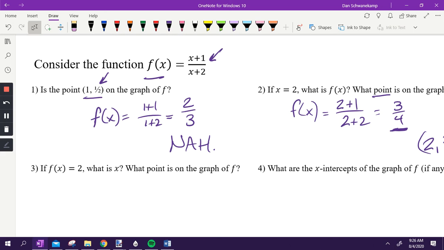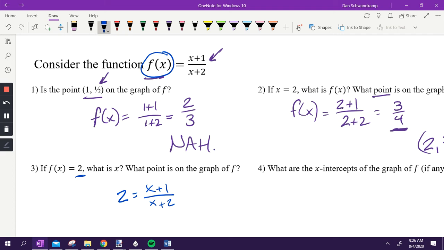Number 3 asked you to find if f of x is 2, what is x? How am I going to determine if f of x is 2? What's x going to be? How am I going to determine that? Plug it in. F of x is right there. I'm going to plug in 2 for f of x. I'm going to plug 2 in for y. And so I get this problem right here. I got to solve it.